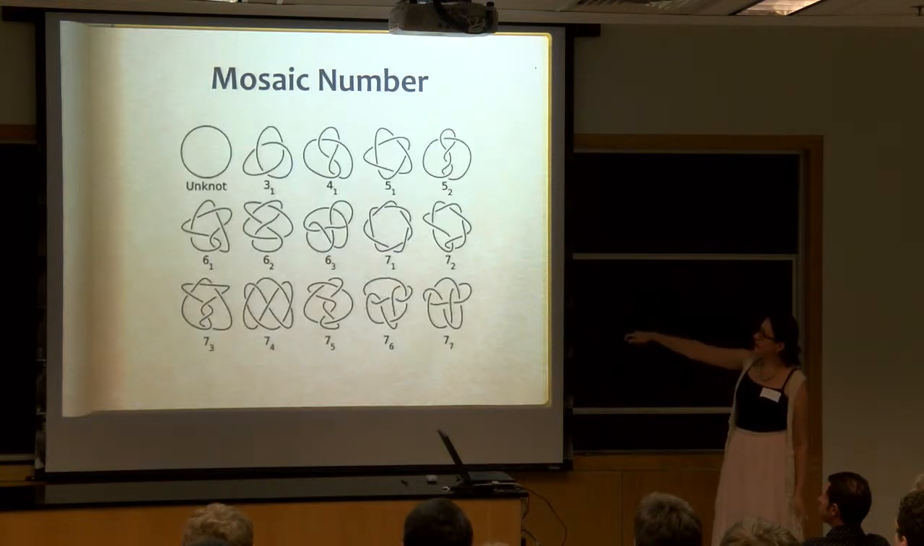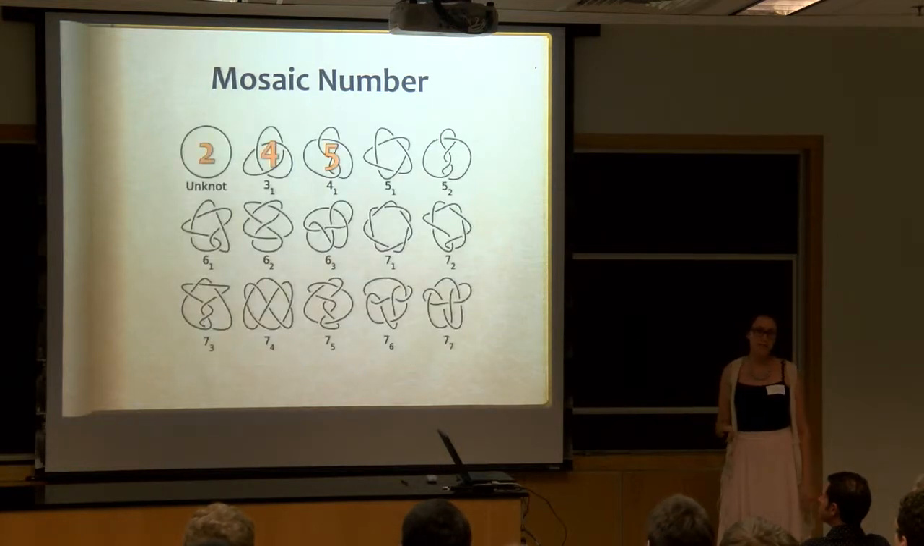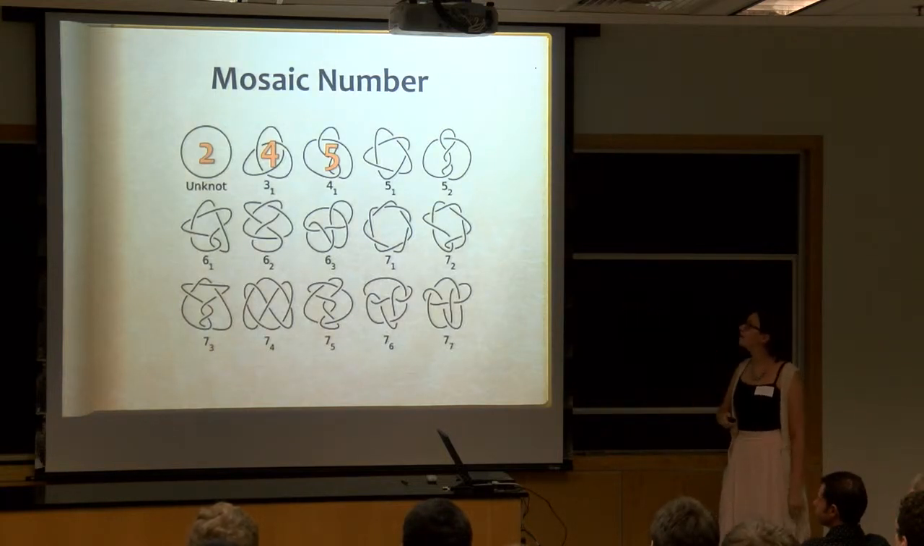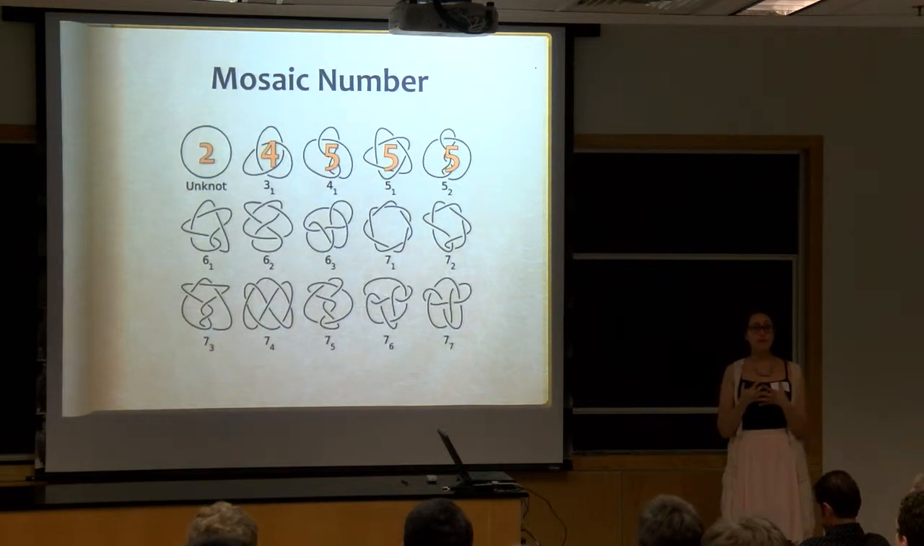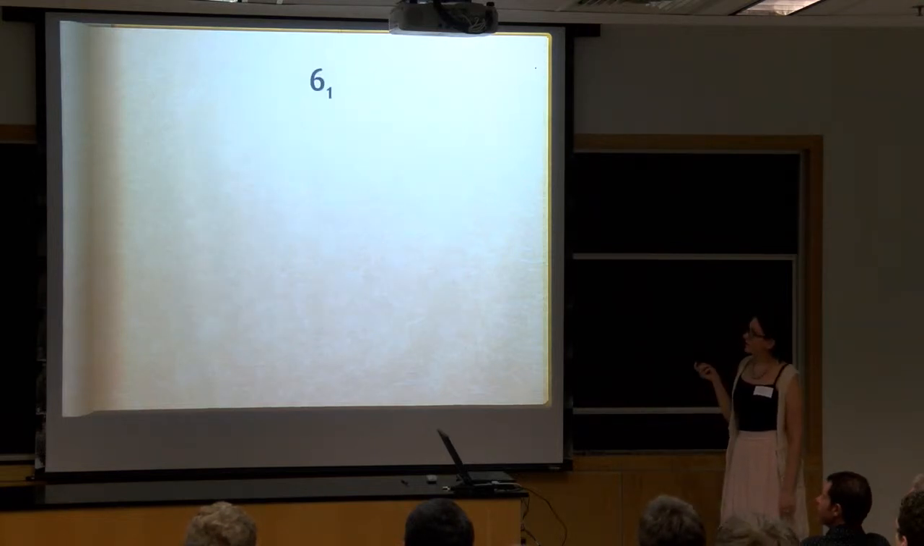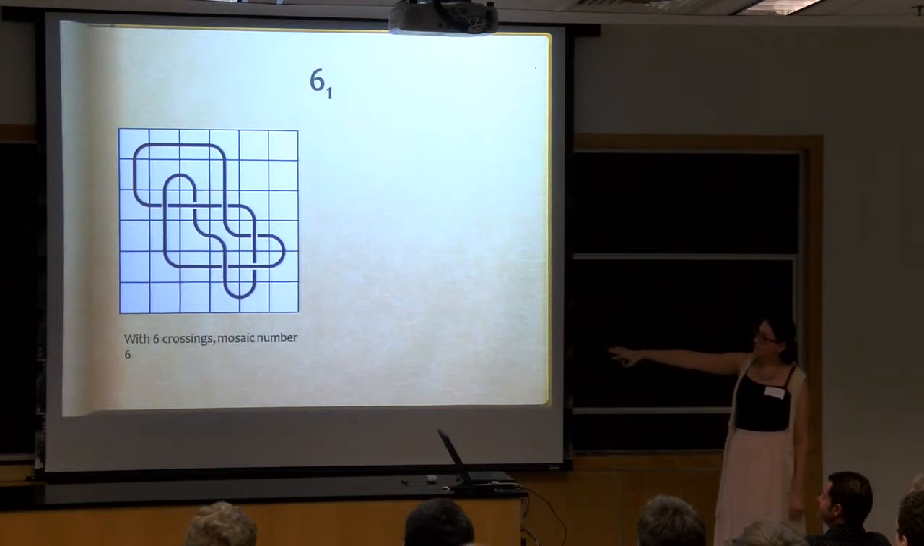So looking at our chart again, we know that the unknot can fit on a 2x2 because it has no crossings. Additionally, we've shown 3-1 and 4-1. The 5 crossing knots were able to fit on 5x5 boards. And since they have 5 crossings, they can't fit on 4x4s, so we know that those are their mosaic numbers.